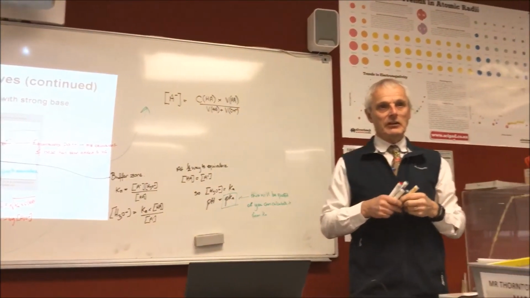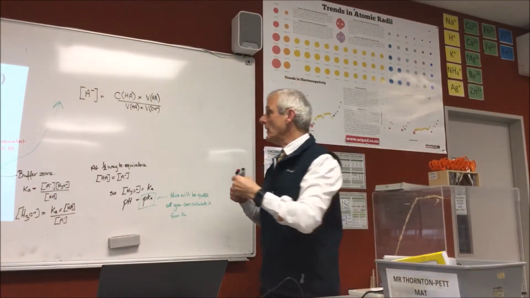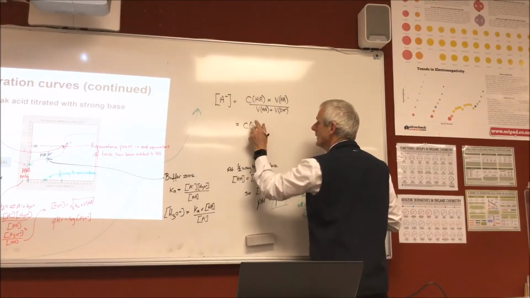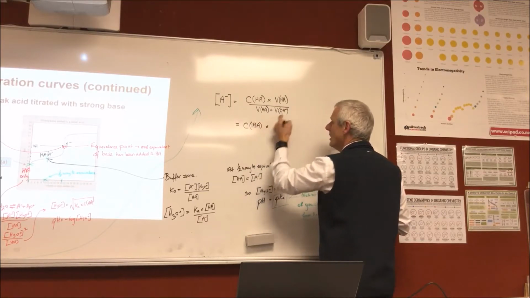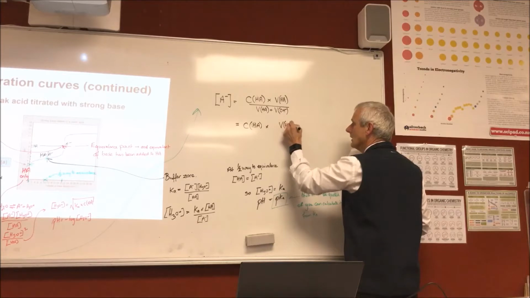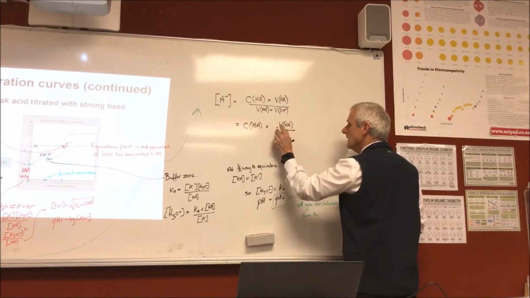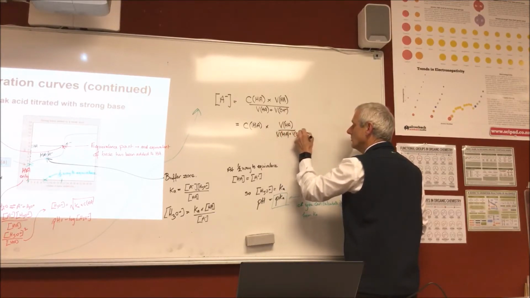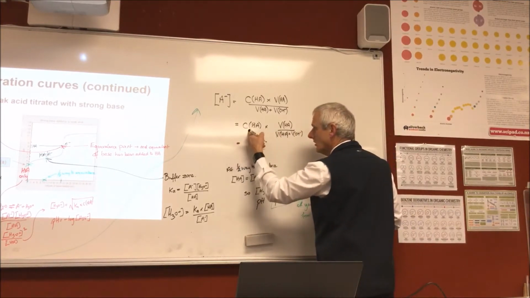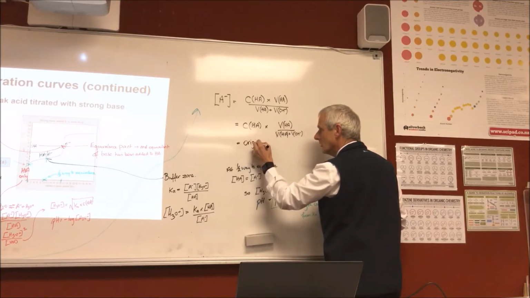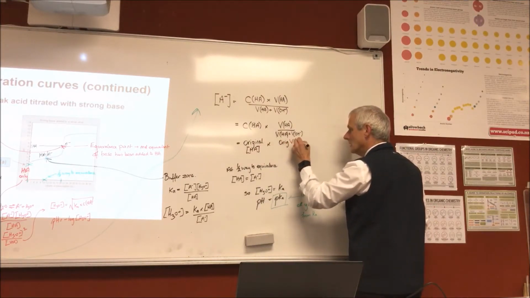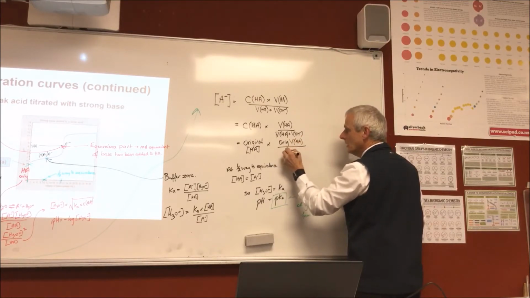It looks incredibly complicated. In fact, it's not. Because if I rewrite that as CHA times VHA divided by VHA plus VOH minus, it's exactly the same thing. This is the original concentration of HA times the original volume divided by total.